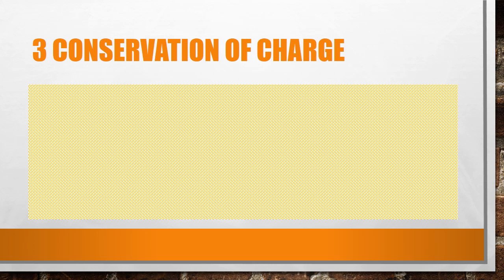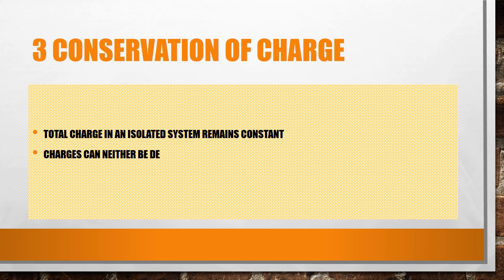Number 3. Conservation of charge. The total charge in an isolated system remains constant. Charge can neither be created nor be destroyed. It can only be transferred from one body to another.